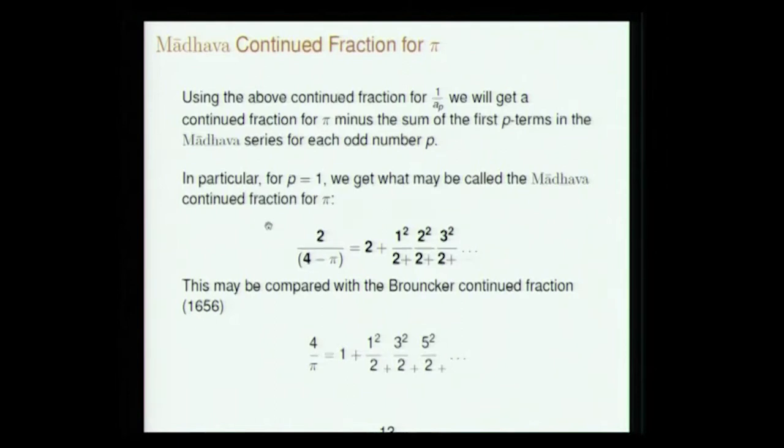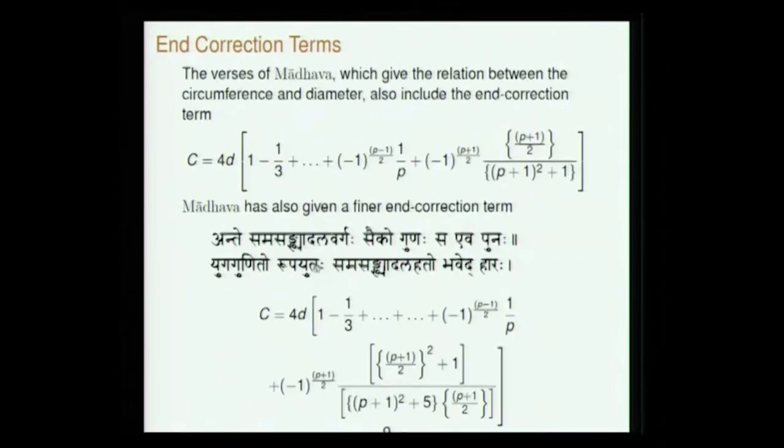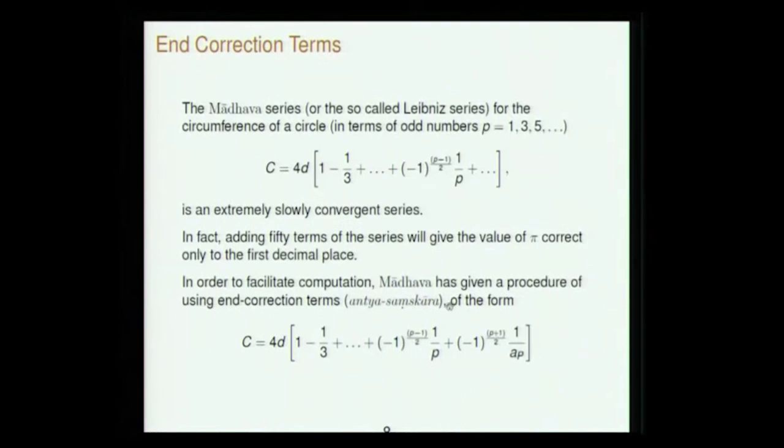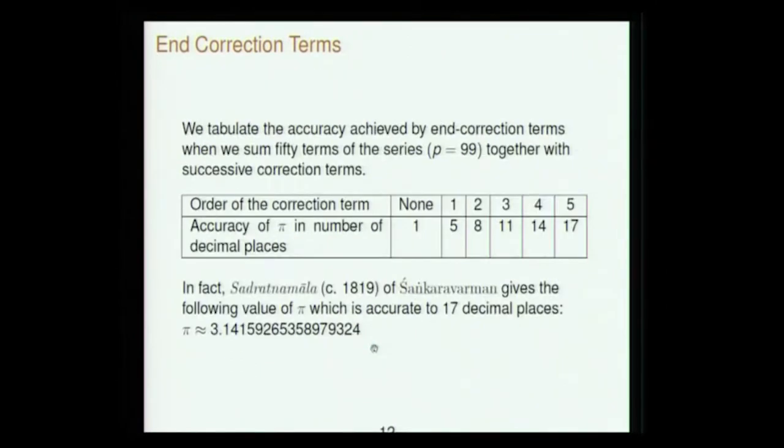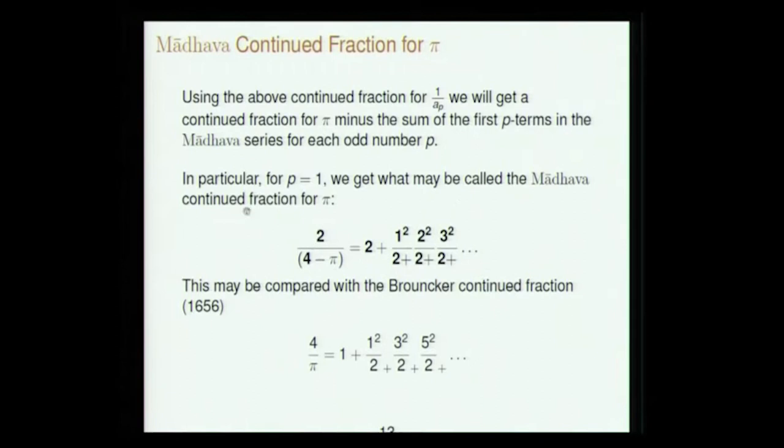Now that we have a continued fraction for 1 by AP, we just plug it in here. Then C minus a sum of finite terms in the Madhava series is equal to a continued fraction. Now, instead of going a sum of finite series, you just take the first term only and put in the continued fraction, then you will get what we can call as the Madhava continued fraction.